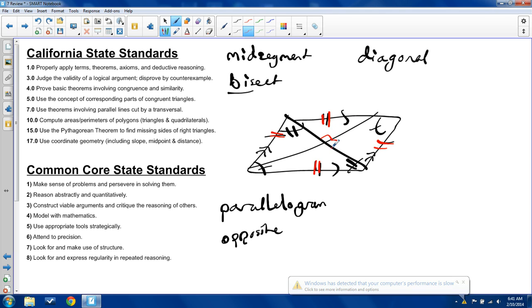These make right triangles all the way around. So they're all 90 degrees. And that was a rhombus.